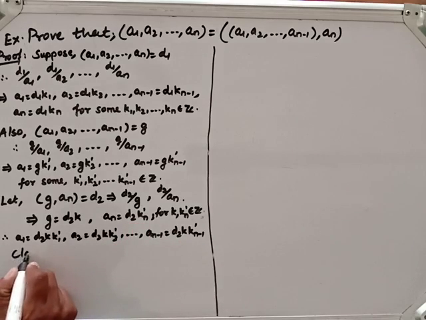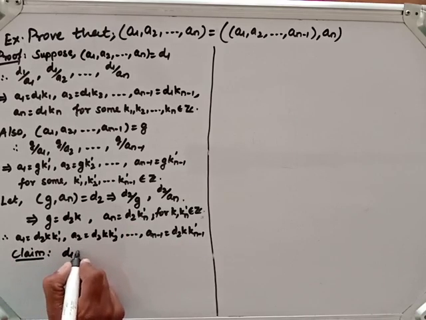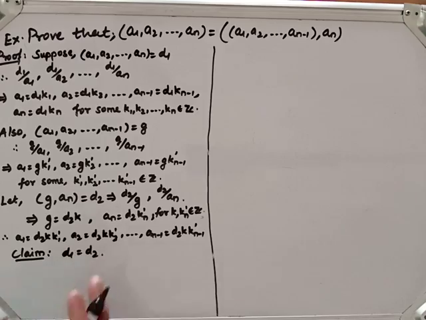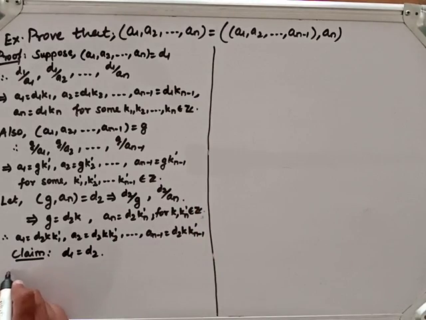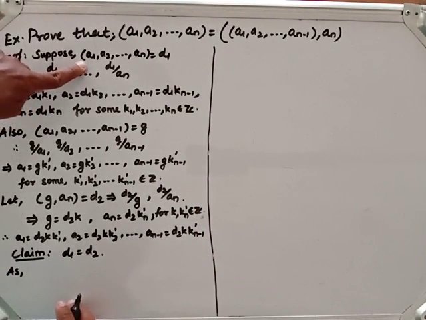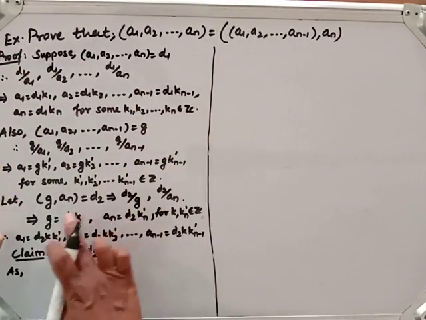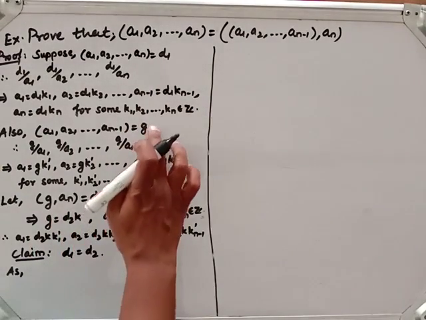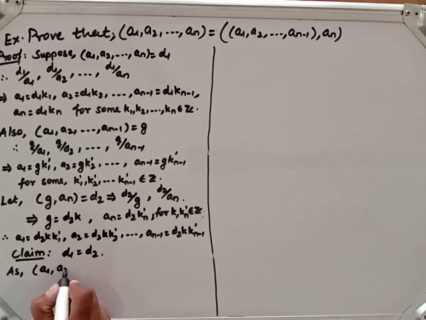Now our claim, as I already taught you, is to show D1 equal to D2. Then these two things are equal. Now as per our assumption, this GCD is D1, this GCD was G, this GCD was D2. Now let me take this G first. So the GCD of A1, A2 and so on up to AN minus 1 is equal to G.